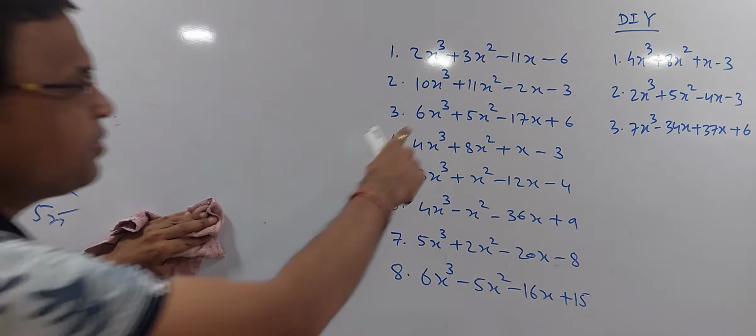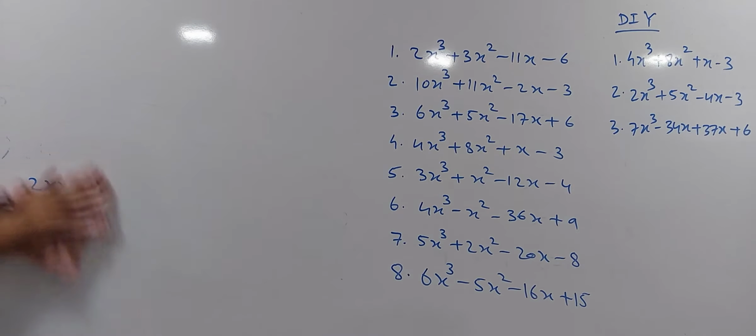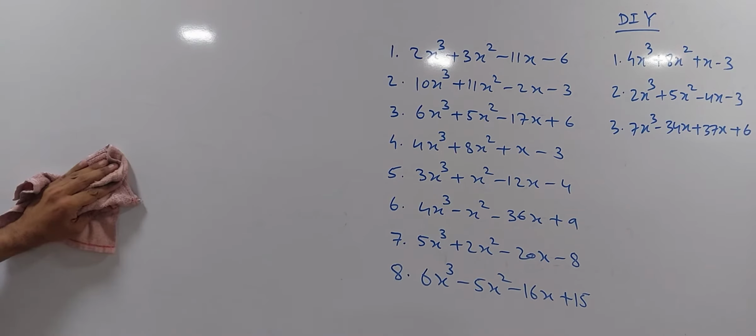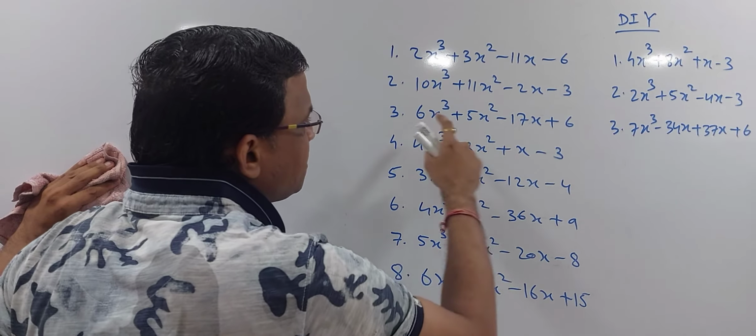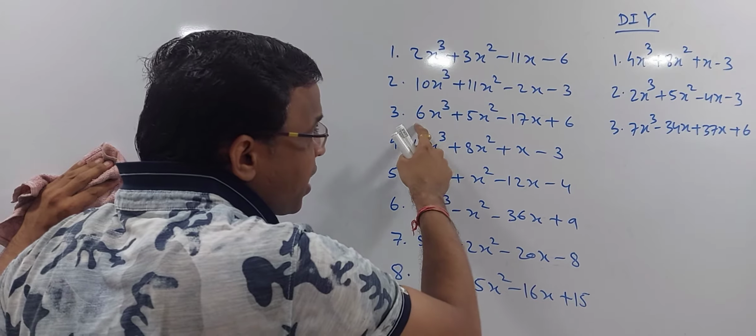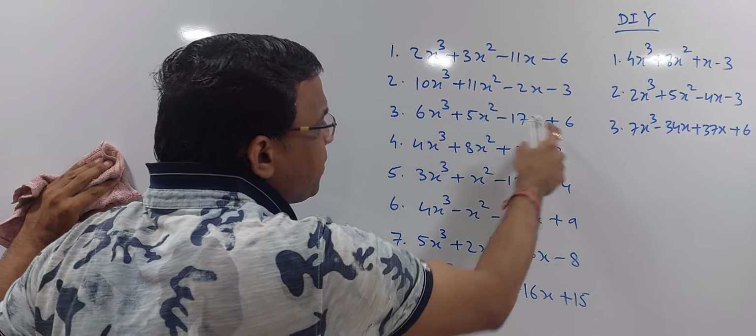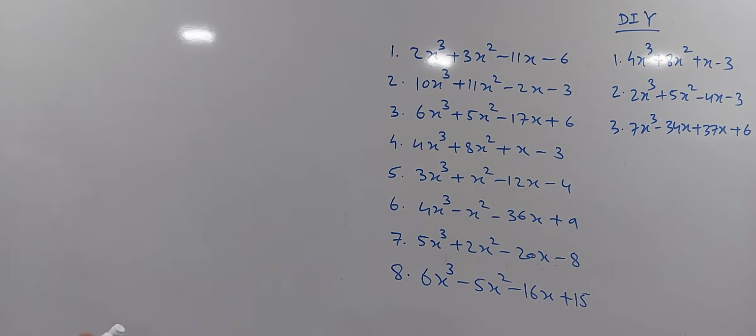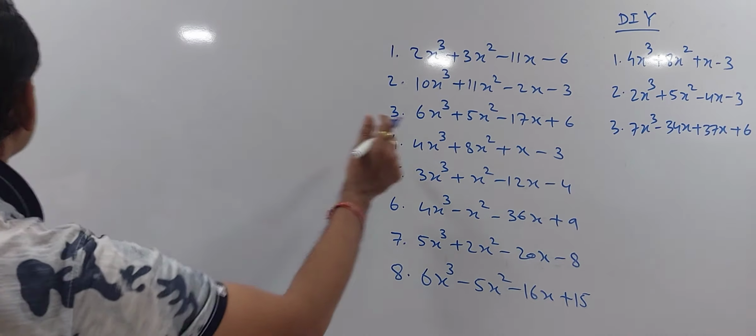Question number 3 is this. So let me first try it for 1 and minus 1. So 5 plus 6 is 11 and 6 minus 17 is minus 11. Not possible. But 1 I can try. 6 plus 5, 11 plus 6, 17 minus 17. So 1 is one of the zeros. So I can conclude that for this question, one of the zeros is 1. So let us start with that 1. Third question we are doing.